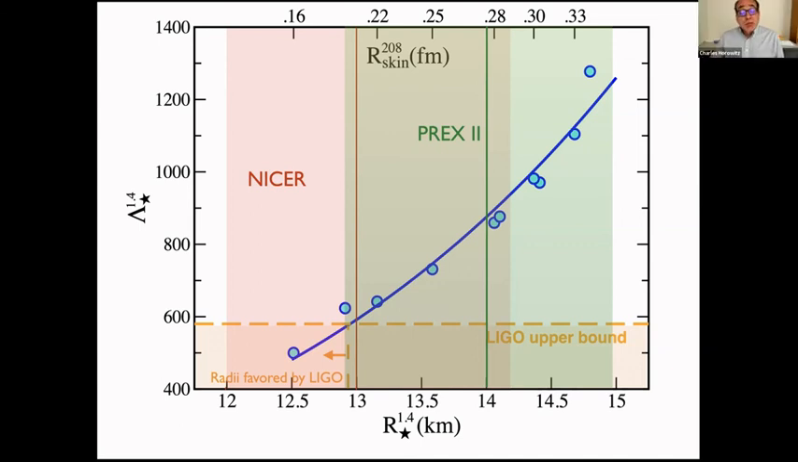So I completely agree, and the experimental collaboration worked very hard for their 68% contour for P-Rex 2, and basically the 90% would fill the figure. Okay.